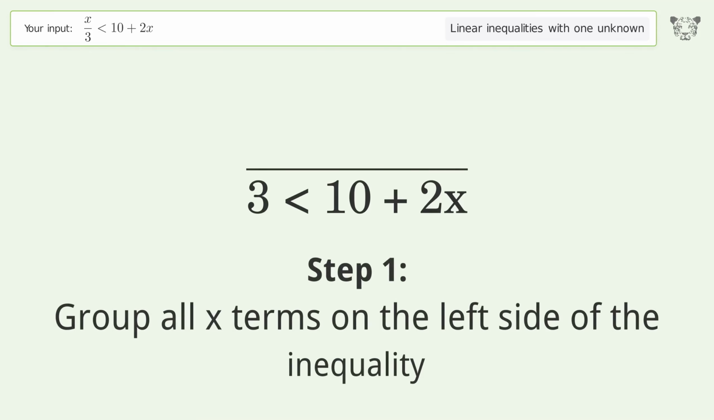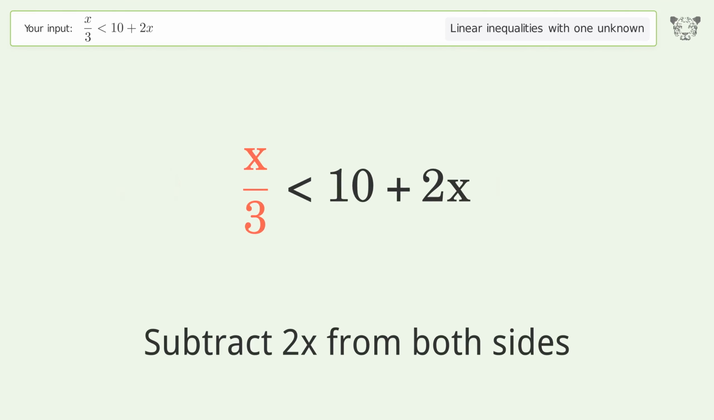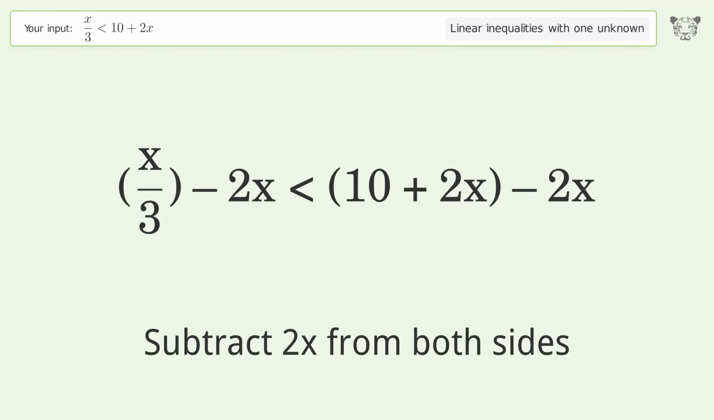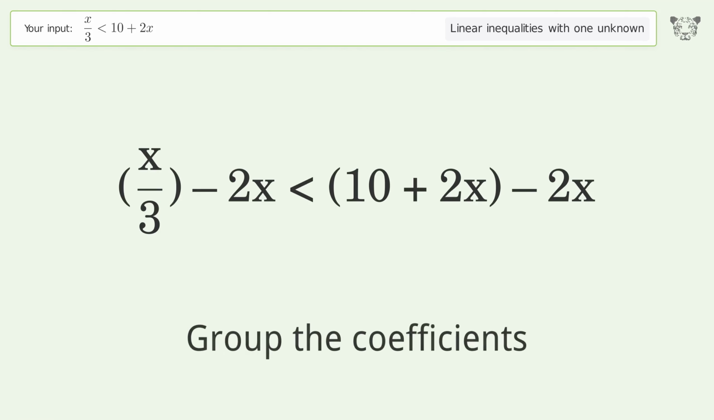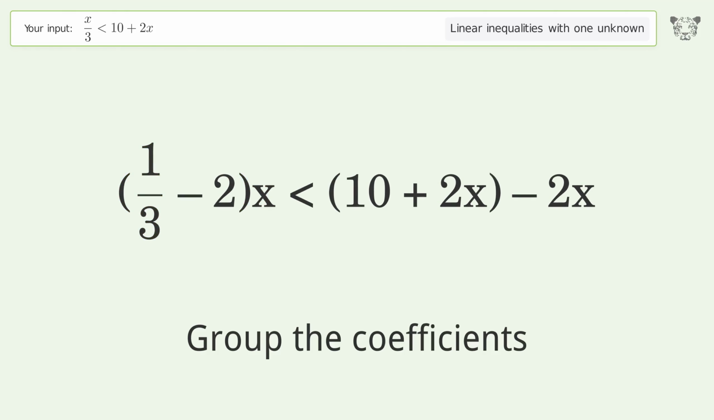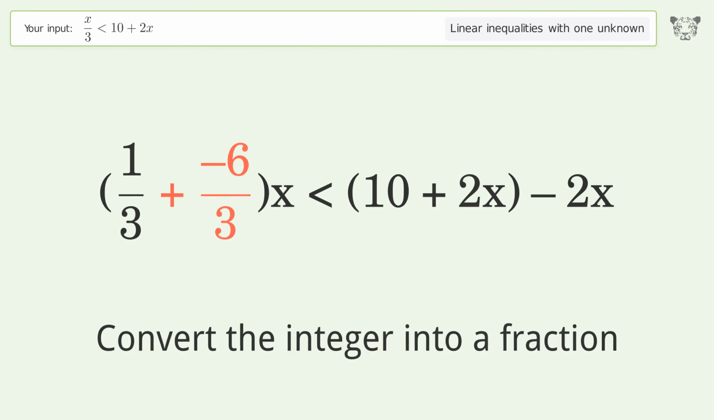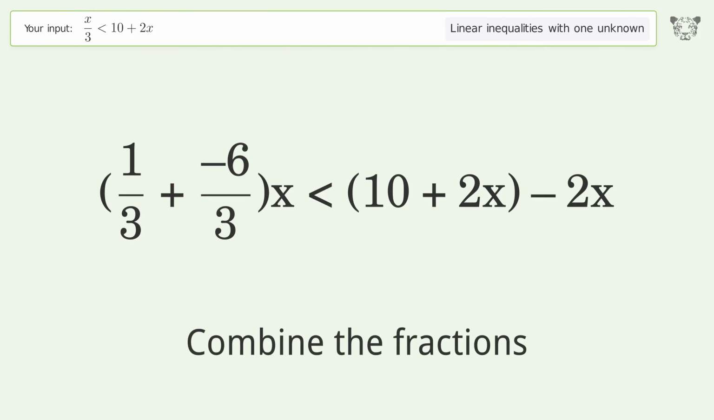Group all x terms on the left side of the inequality. Subtract 2x from both sides. Group the coefficients. Convert the integer into a fraction. Combine the fractions.